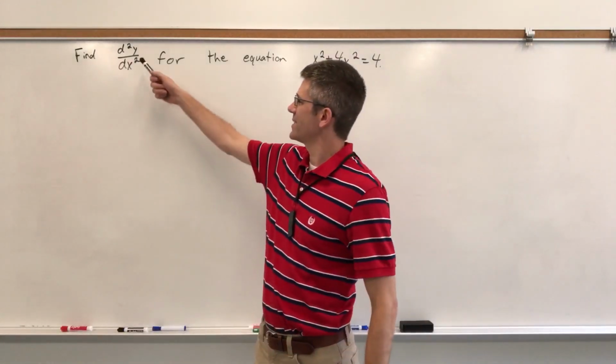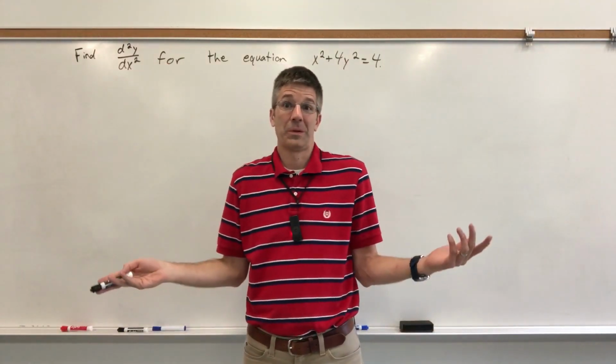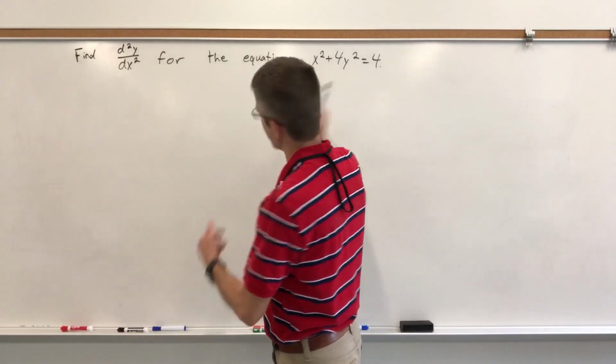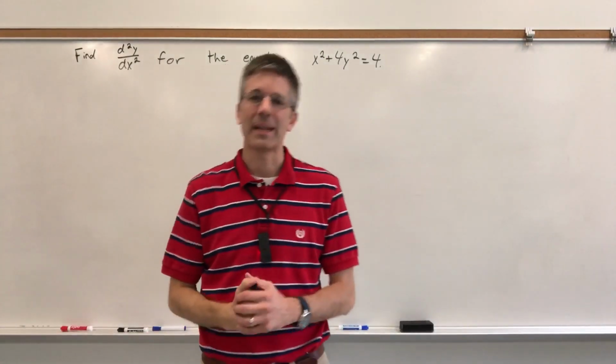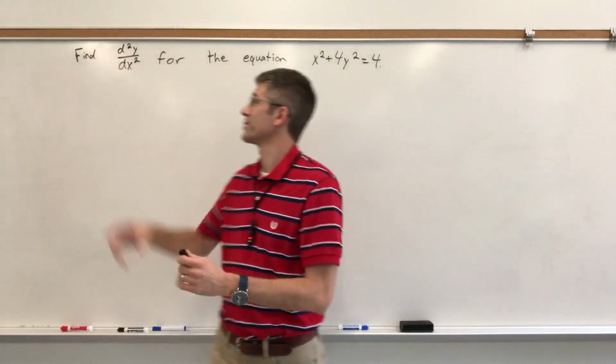Let's find d squared y over dx squared. I wonder what all that means. Who knows? For the equation x squared plus 4y squared equals 4. Well, I wonder what that does mean. Let's start by just finding the derivative. So let's take this equation, we'll find the derivative, then we'll discuss what this means.